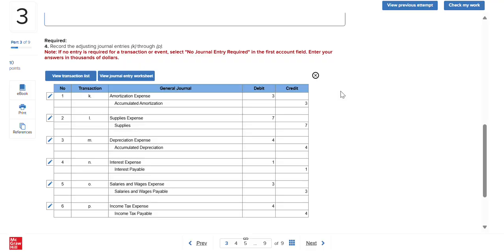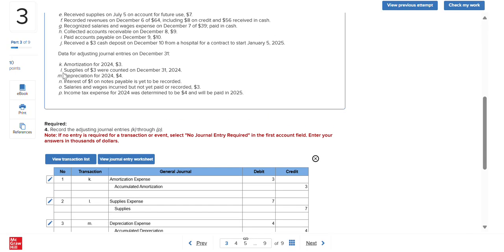Next, I did the adjusting journal entries at the end of the year, December 31st. These adjustments make sure everything is reported in the right period. And as we can see, here I recorded amortization for 3,000. And then on this one, L, it says supplies.